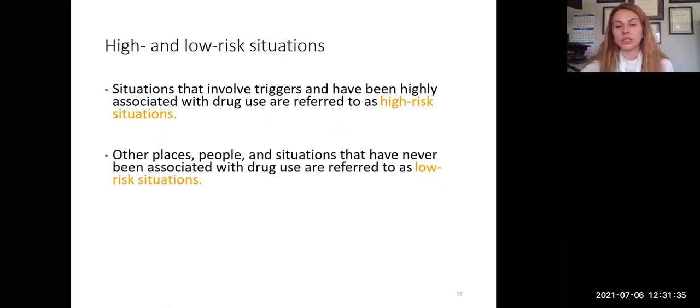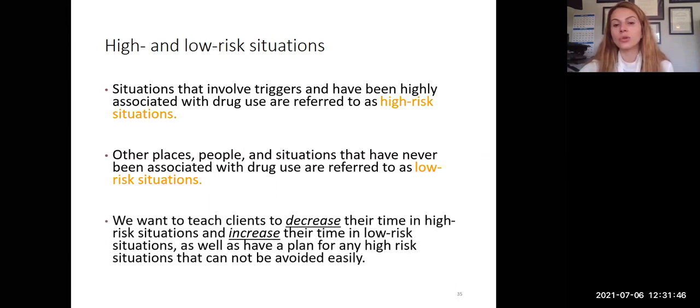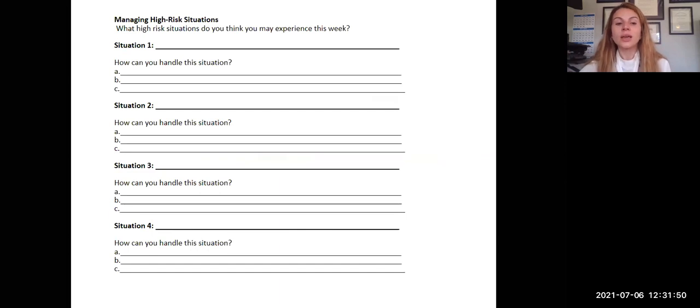So educating patients and working through what is a high risk situation for them and what is a low risk situation for them. How often are they in these two categories, and starting to shift that balance. So they're spending a lot more time in low risk situations and a lot less time in high risk situations. How we can start to do this is at the end of every session, you put together a plan. What's coming up in this next week? So you write down the situation, and then you have them come up with at least 3 different ways that they're going to handle that situation without using.